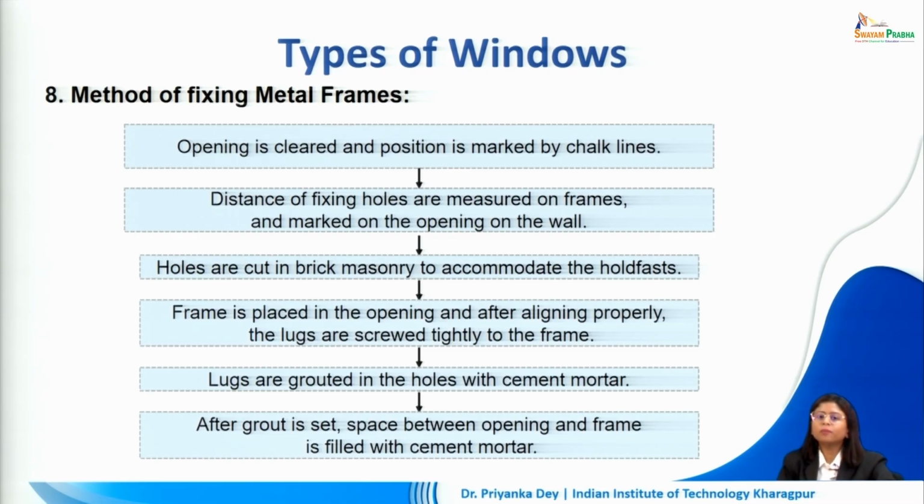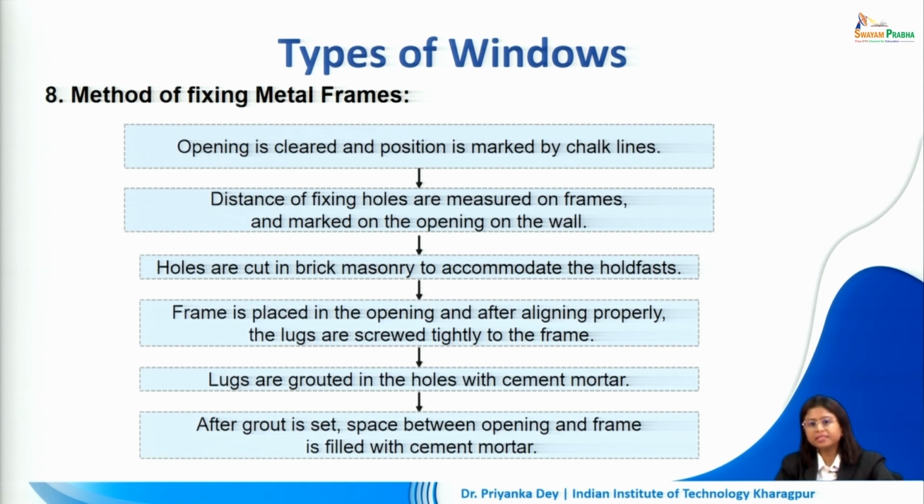So how do we go about fixing metal frames? So first of all, the opening in which it has to be fixed is cleared and the position is marked by chalk lines. The distance of fixing holes are measured on frames and marked on the opening of the wall. The holes are cut in brick masonry to accommodate the holdfasts.